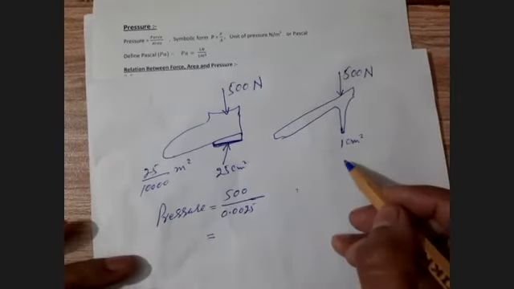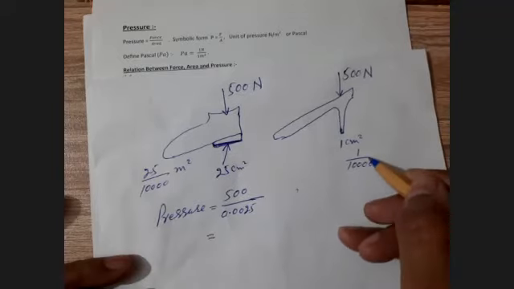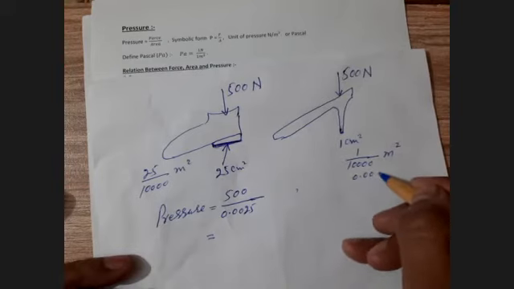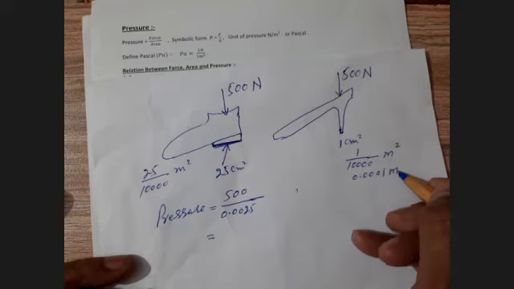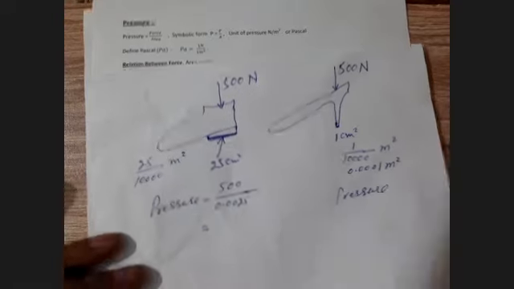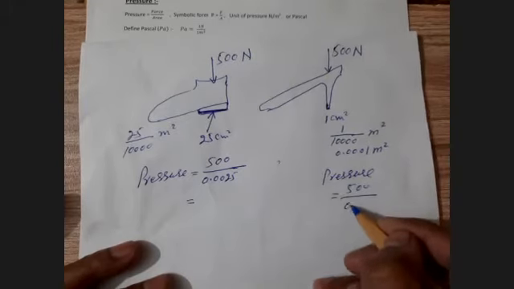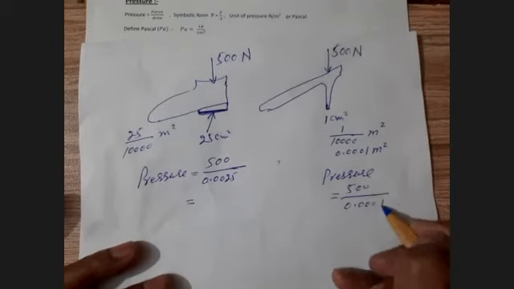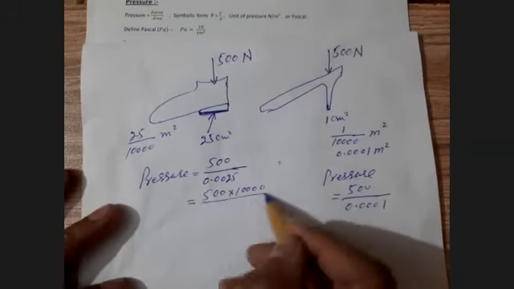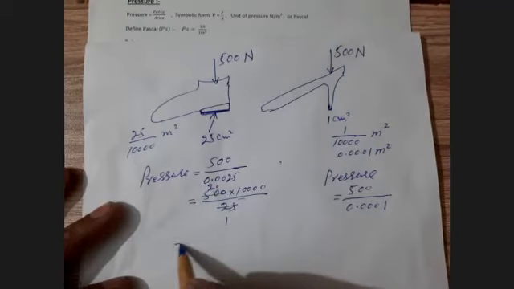In the same way, I'm converting this into meter square. So this is 0.0001 meter square. Now here, in this case, you will have to find out both the pressures. Here the pressure is force 500 over the area 0.0001. Let's calculate. I'm doing the calculations without the use of calculators. 25 ones are 25, 25 twos are 50, and 0. Now here pressure is 20.